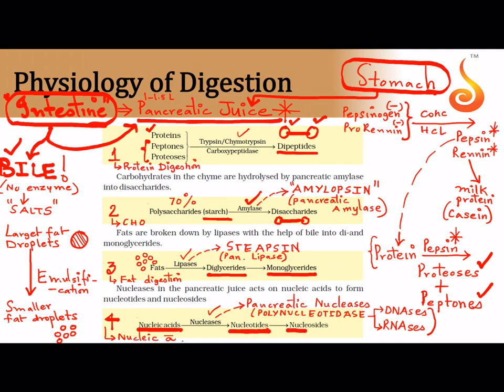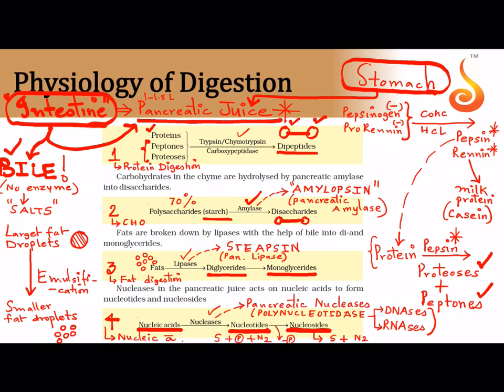called nucleotides, which are further broken down into nucleosides. I hope you know that a nucleotide has a sugar plus a phosphate group plus a nitrogen base. If you remove the phosphate, you are left with only sugar and nitrogen base, and that sugar plus nitrogen base is referred to as a nucleoside. So, four major equations, the process of digestion happening in the intestine with the help of pancreatic juice.